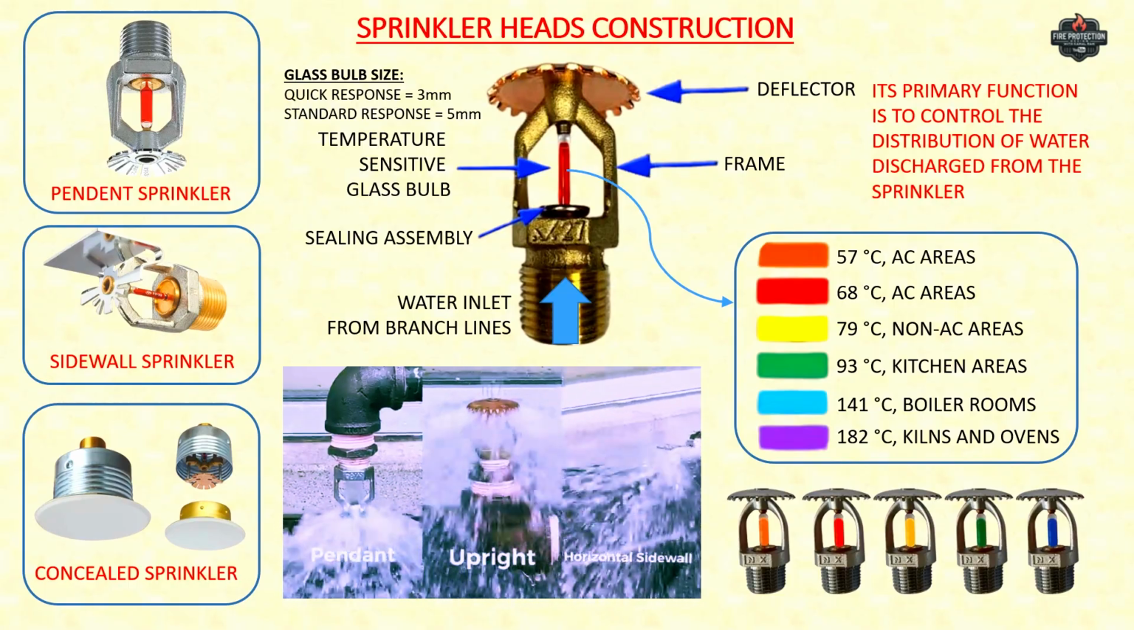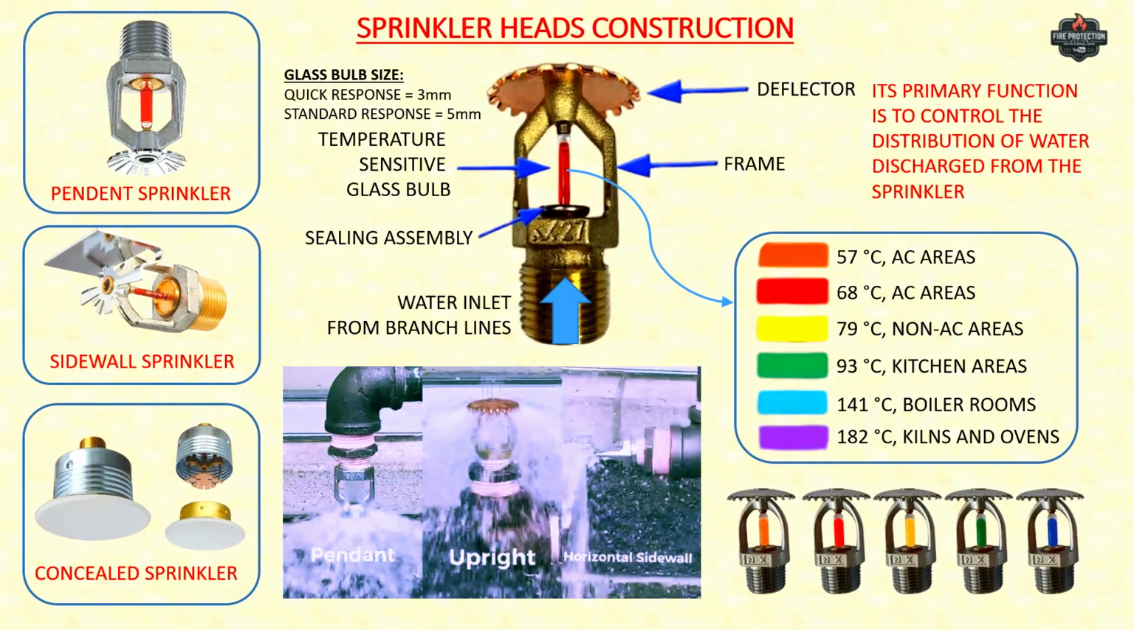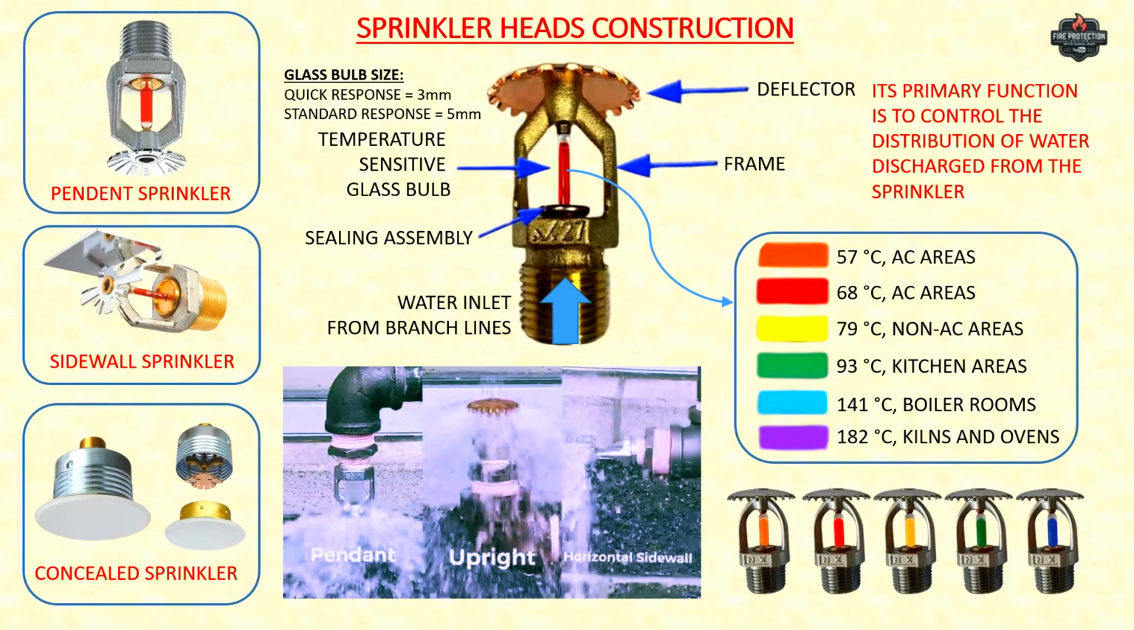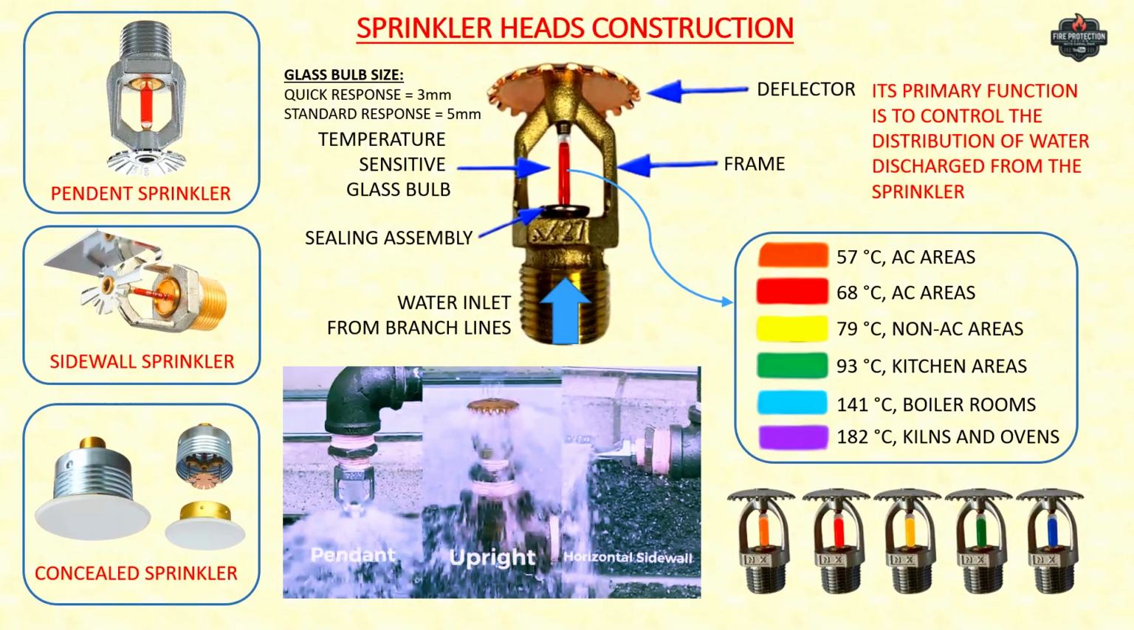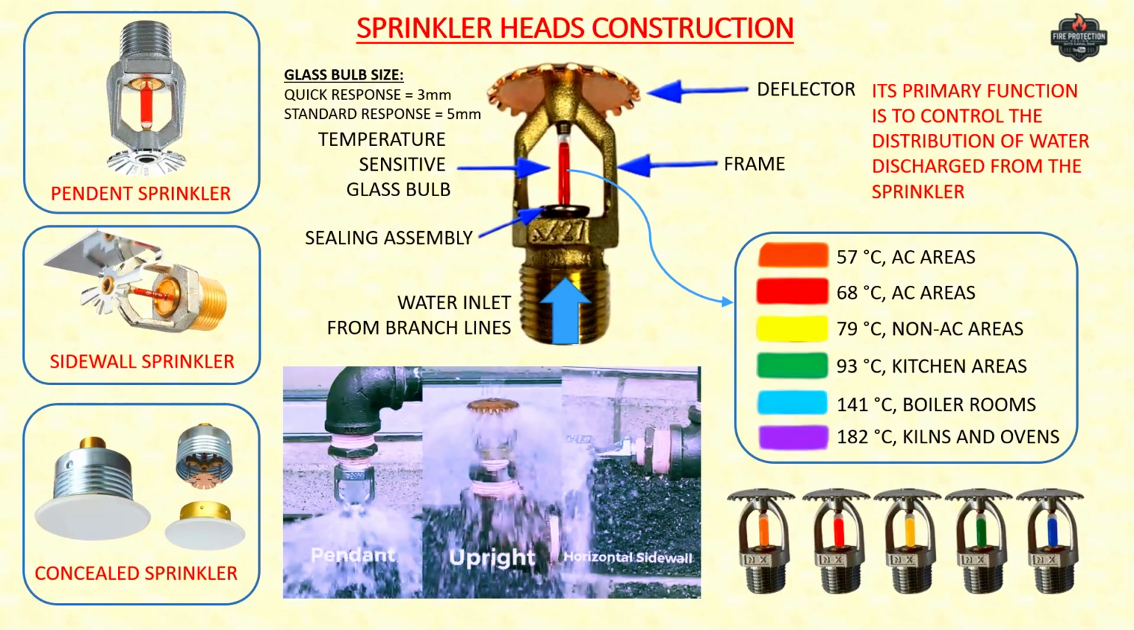We also have a black color glass bulb, not shown here, with a temperature rating of 200 to 260 degrees Celsius, used in special industrial applications with very high ambient temperatures.